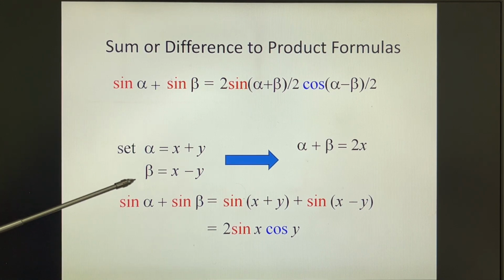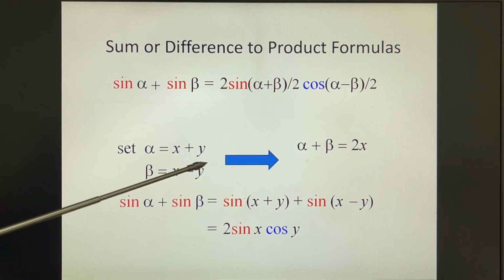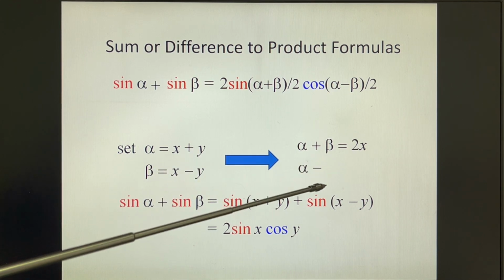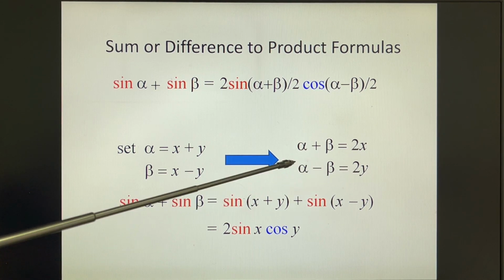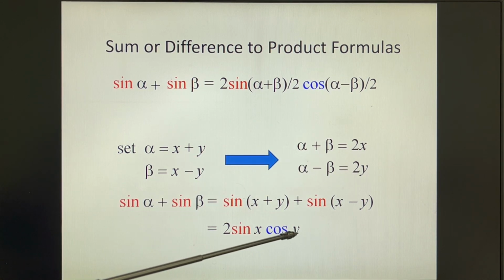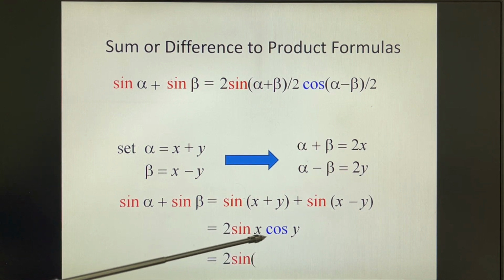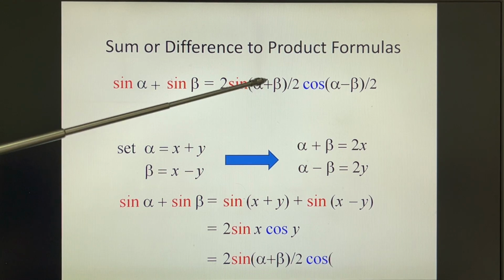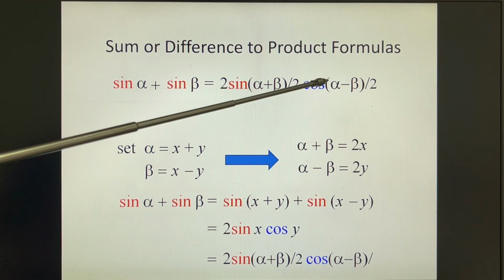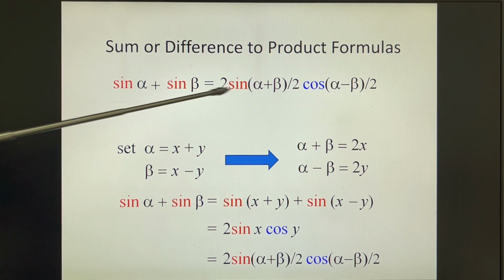Alpha minus beta, x cancel out. y minus minus y, 2y. So alpha minus beta equal to 2y. y equal to half alpha minus beta. This is y. So we put x and y in this one. We get sine x cosine y equal to sine half alpha plus beta, cosine half alpha minus beta. Exactly as before.